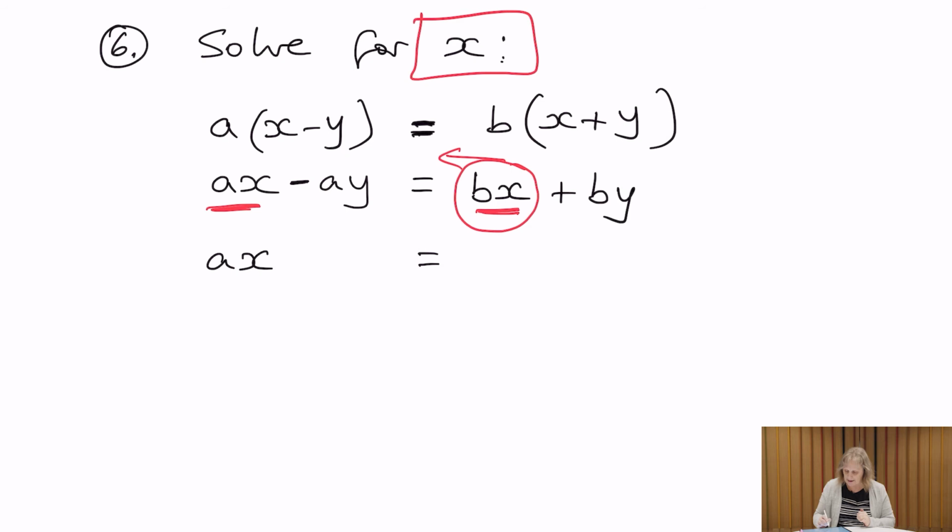So we've got our AX. On the right-hand side, BX is positive, so we're going to bring it over so it becomes negative here. Also, I'm going to take this over to the other side.